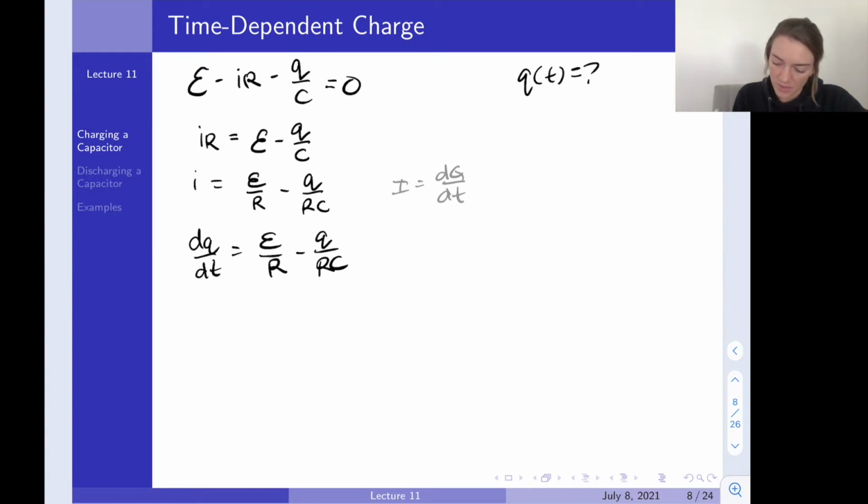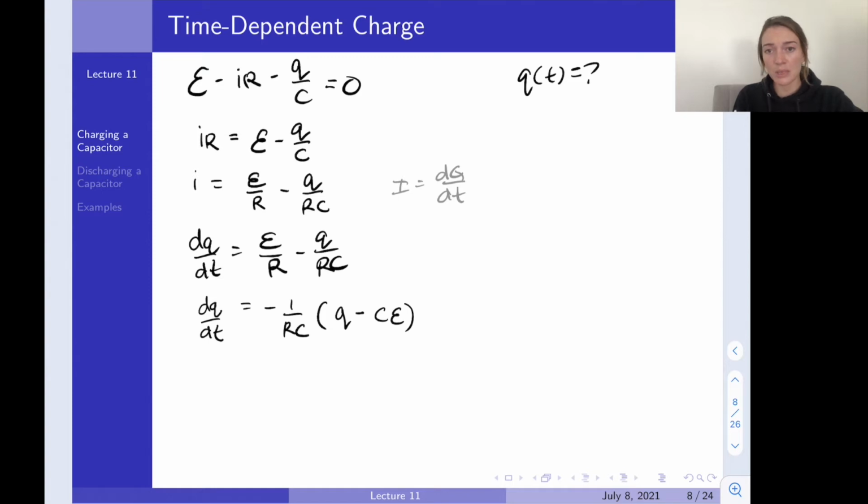Now I'm going to do a little bit of algebra that may not be obvious at first. I'm going to pull out the negative and the RC. So I'm going to factor out a negative 1 over RC from this. So I have negative 1 over RC, and then I'm left with Q minus C times E, right? If I multiply this back in, I'll get this equation. So I just factored out a negative 1 over RC here. So this is equal to dq dt.